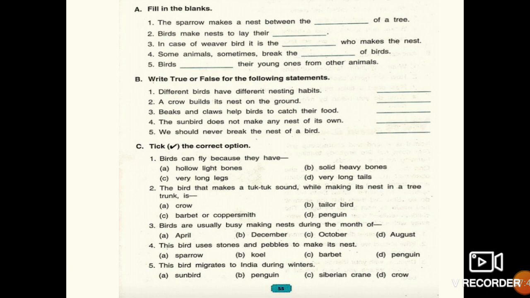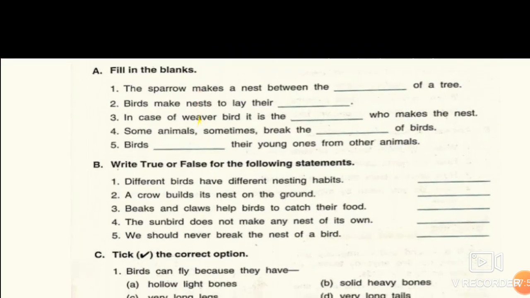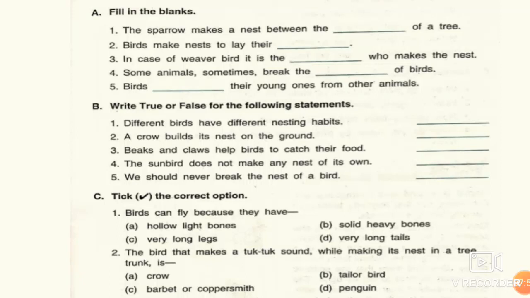Okay, come to today's classwork. Classwork is A, fill in the blanks. And your homework is part B, which is true or false. Fill in the blanks. The sparrow makes a nest between the branches of a tree. Birds make nests to lay their eggs. In case of the weaver bird, it is the male who makes the nest. Some animals sometimes break the nest of birds. Birds protect their young ones from other animals. I am also providing you the typed answers in this video.